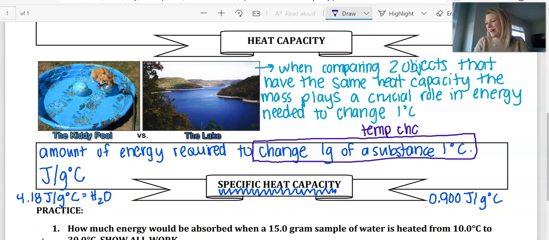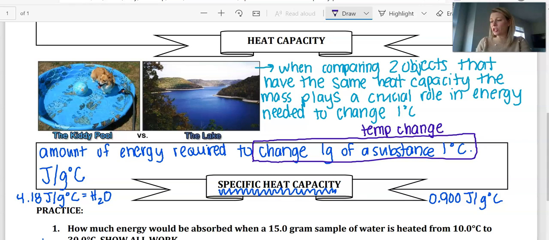Now, the equations for heat that we've talked about so far, heat of fusion and heat of vaporization, are not talking about temperature change. During those calculations, we're talking about how much energy is required to overcome the intermolecular forces or to change the phase of a substance. However, when we're using specific heat capacity, we're talking about changing temperature. How much energy does it require to change a temperature? And so our equation needs to change.